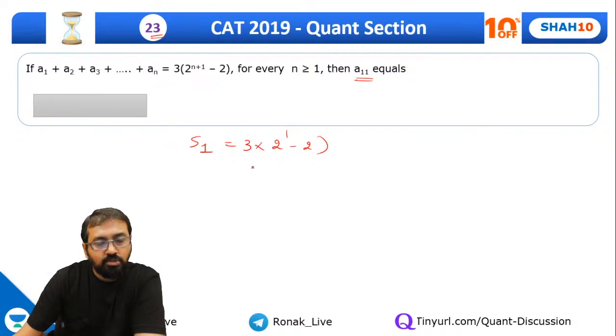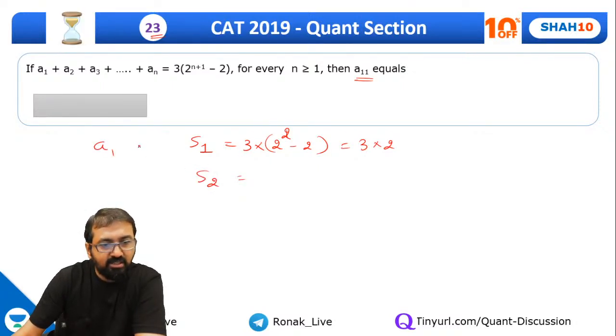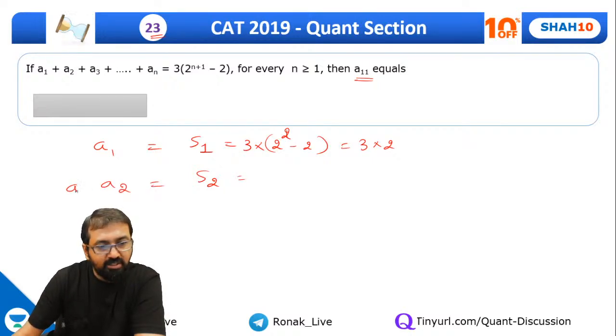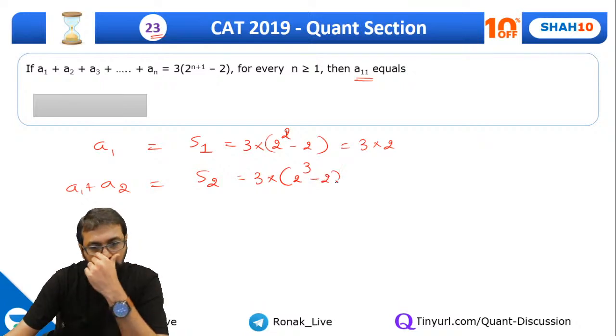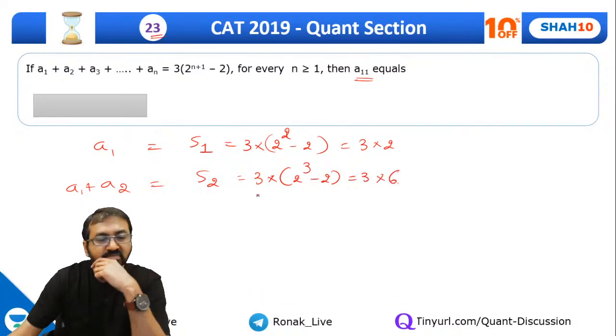Yeah, so if you take n equal to 1 over here, you'll get 3 into 2⁻2 minus 2. So what is this? 4 minus 2, it's 3 into 2, right? If I take the sum of 2 terms, that is A1 plus A2, it should be equal to the sum of 2 terms. So I'll have to put n equal to 2 over here, so I'll get 3 into 2⁻3 minus 2, so it will come out to be 3 into 6.